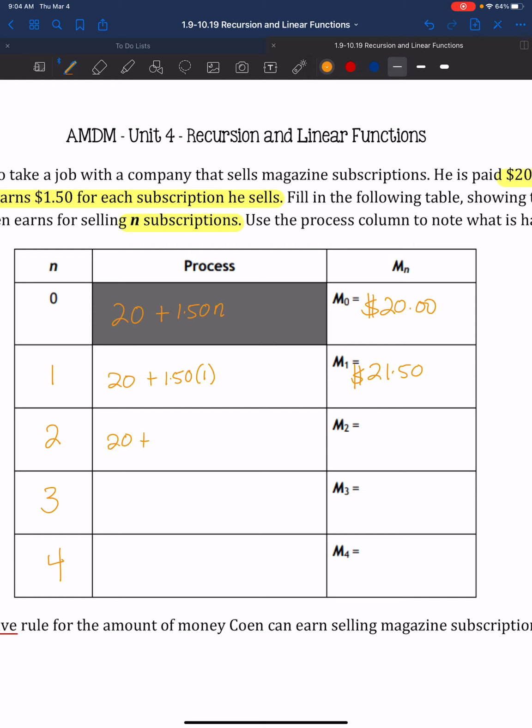So we have 20 plus $1.50 times 2. That's going to give us $23. And then 20 plus $1.50 times 3, which gives us $24.50. And then 20 plus $1.50 times 4, which gives us $26. So every time he sells a new subscription, he's making another $1.50.